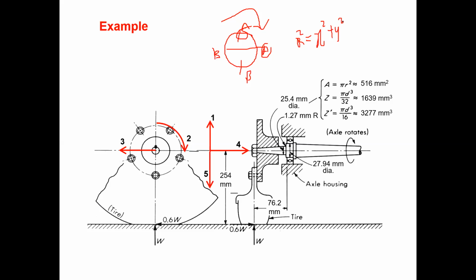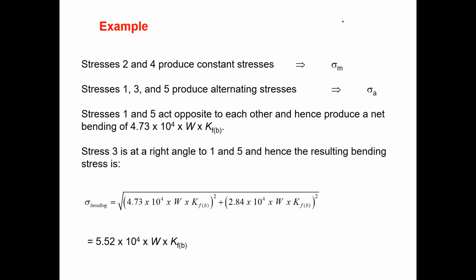Or if you want, you can use the Mohr circle theory also. In there, tau xy equals 0, then sigma x and sigma y only. Then you can easily find out the value. So in here, stress 1 and 2 act opposite to each other, and they hence produce a net bending from 1 and 5. And stress 3 is at right angle to 1 and 5. Hence, the resulting bending stress is like this.